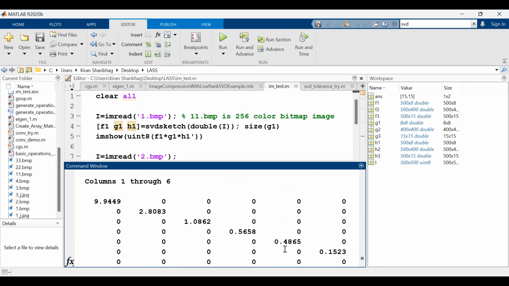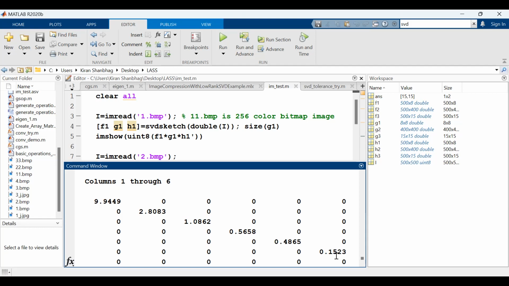What are the singular values? Singular values are the square root of the eigenvalues of the matrix image transpose multiplied by image. So the major information is in the lower values. Higher values contain the less significant information. Isn't that cool? I think that's a very useful application of singular value decomposition, and indirectly of eigenvalues.